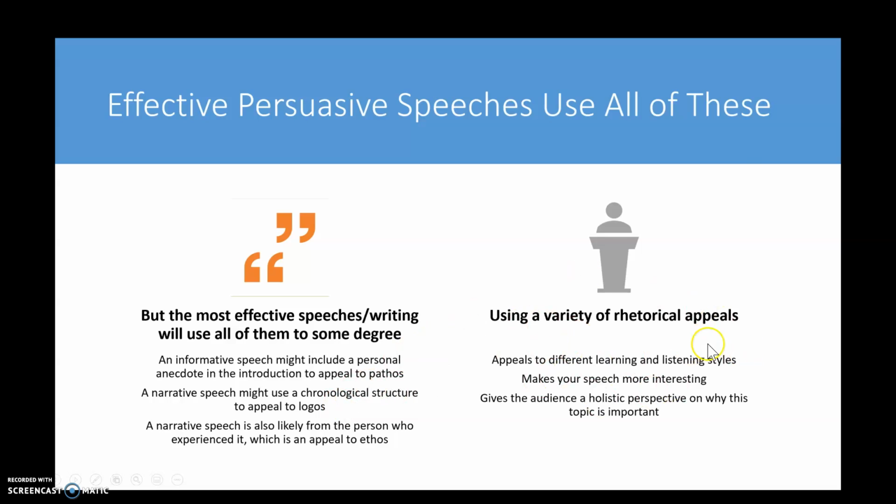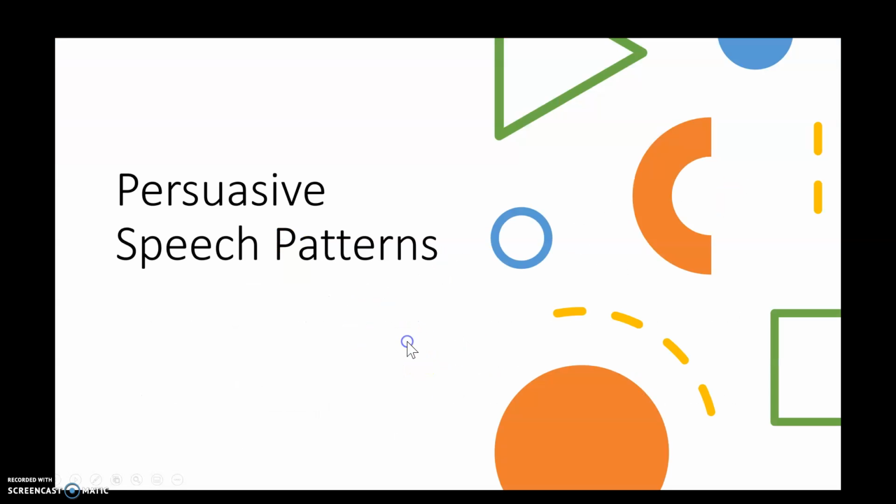Using a variety of different rhetorical appeals to different learning and listening styles makes your speech more interesting and gives the audience a holistic perspective on why the topic is important. So we'll stop this here before we get into persuasive speech patterns, and I'll be right back in a few minutes.